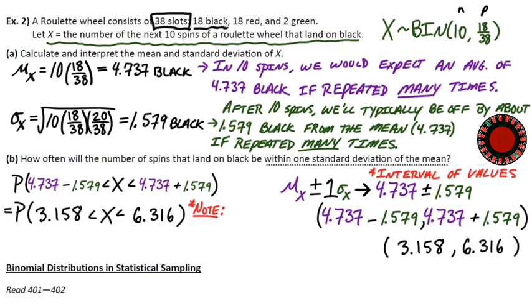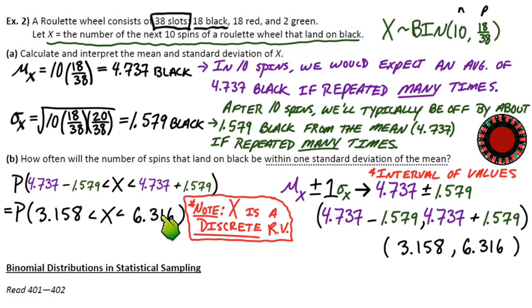And one thing I want to mention, this is the big takeaway that's kind of unique about this problem. When we start talking about x being between these two decimal numbers, we need to keep in mind that x is a discrete random variable, meaning you can only get maybe 6 or 7 or 8, these whole numbers, as far as how many times the roulette wheel actually lands on black. So we can't get 0.3 or 0.158. Why do I mention that? We need to update this to something that's reasonable.